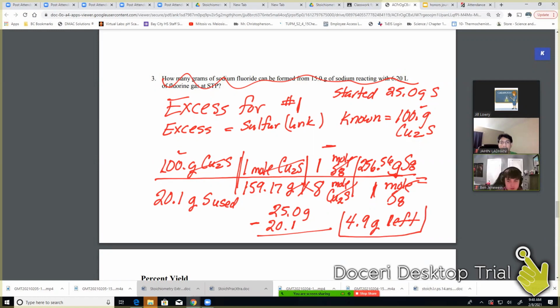4.9 is not 3 sig figs, but remember on this last step, we're looking at places behind the decimal. This both had one place behind the decimal, so my answer should have one place behind the decimal. So that would be my correct answer.